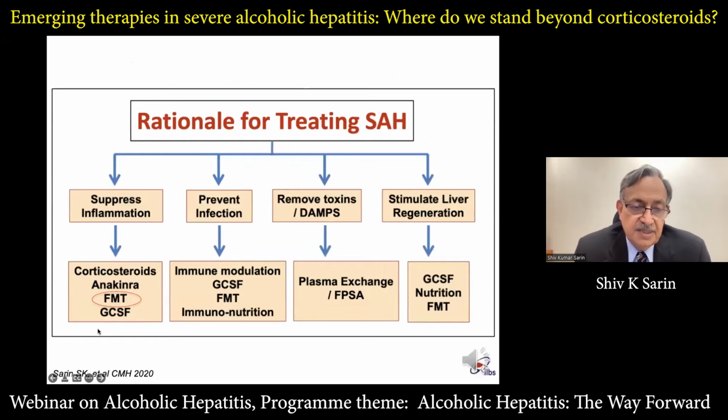Now we come to the second part, which also, like nutrition, may be a little controversial but emerging, FMT. It has several roles. Suppresses inflammation by mast cells. So you have an intestine, mast cells, which are highly active and cause all the inflammation. And we have a plenary in the last ASLD. FMT causes inhibition of mast cell activity. It prevents infections and it also stimulates liver regeneration.